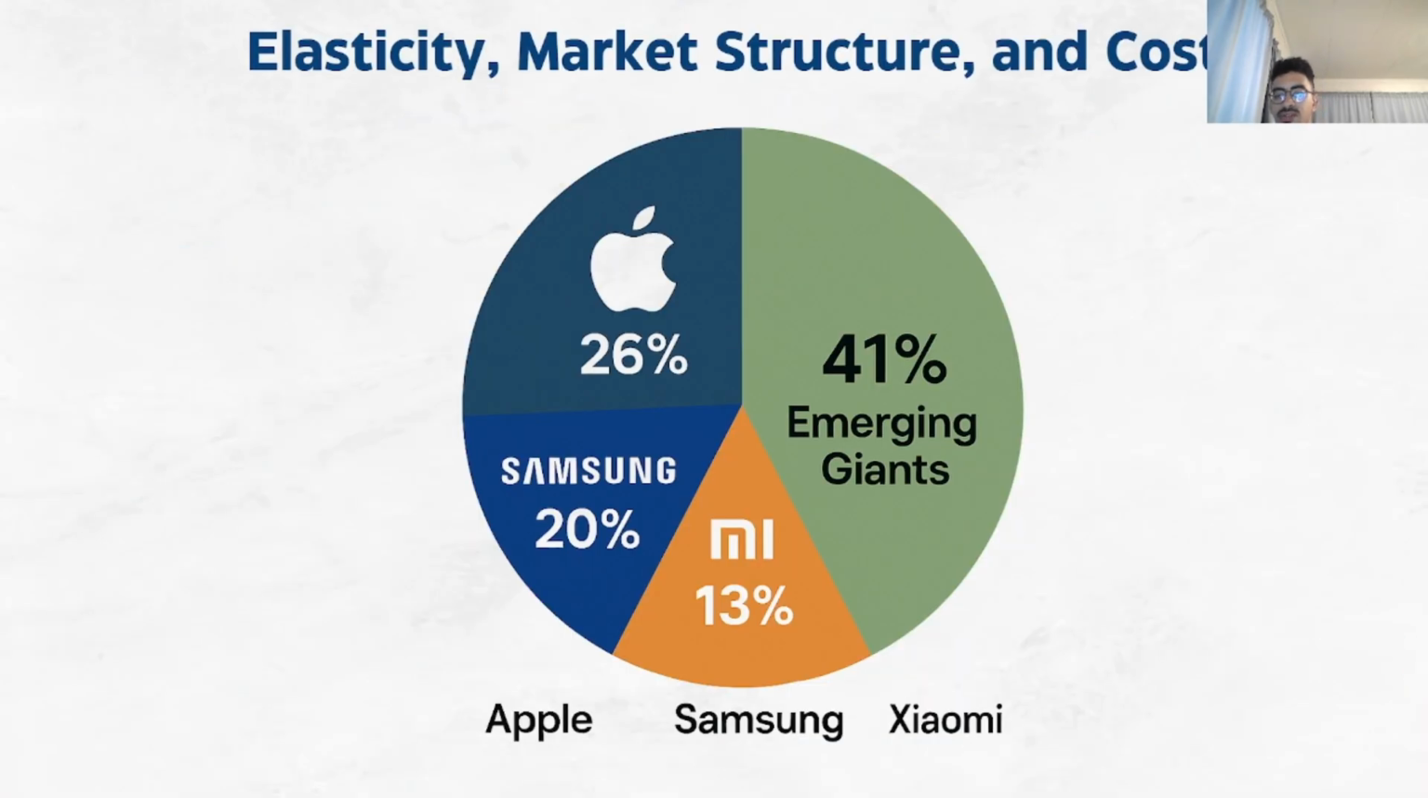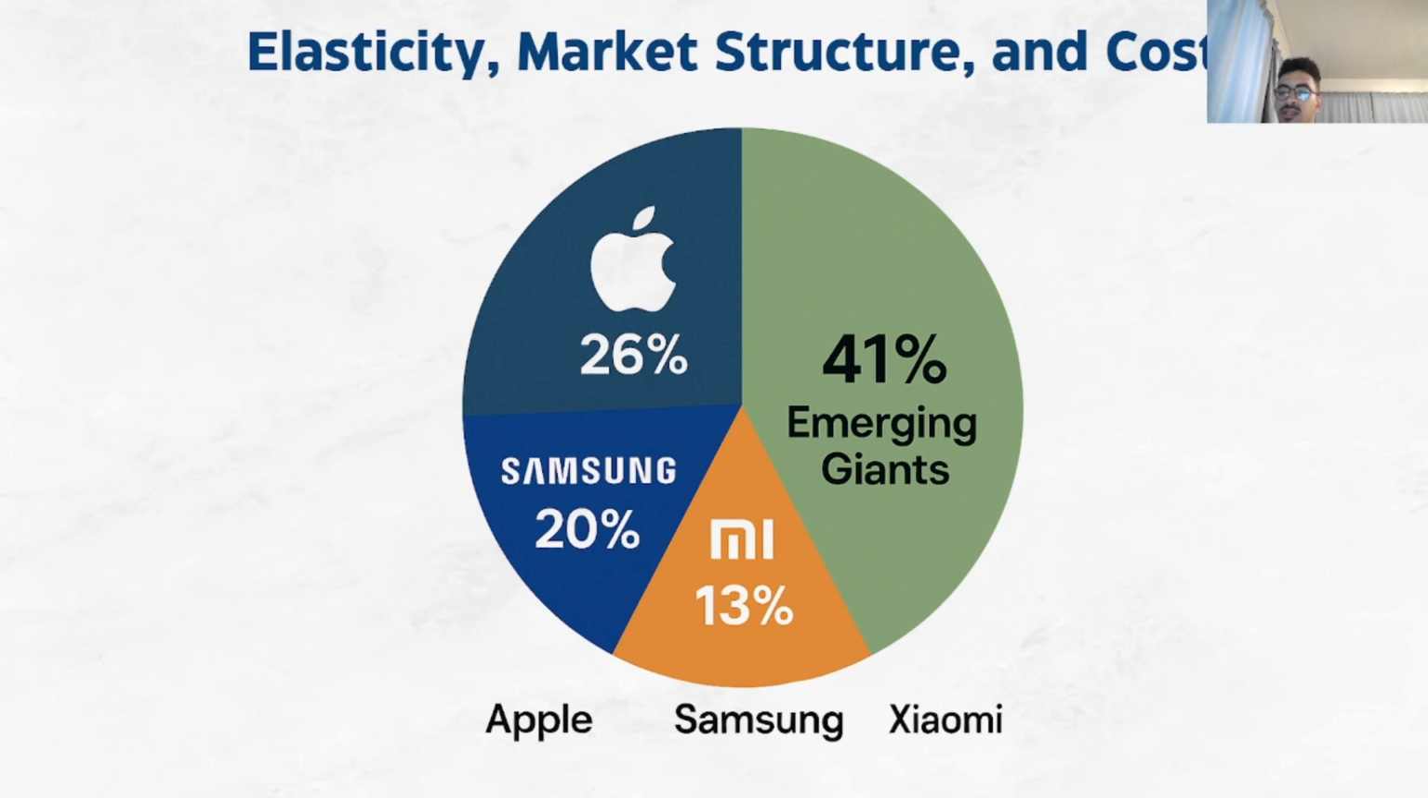Elasticity, market structure, and costs. Apple's demand elasticity varies by product. Premium products like the iPhone 15, iPhone 16, or the iPhone 17 that just came out are inelastic, meaning consumers continue to buy even when the price rises. Older or mid-range models are more elastic, where consumers are sensitive to price changes.